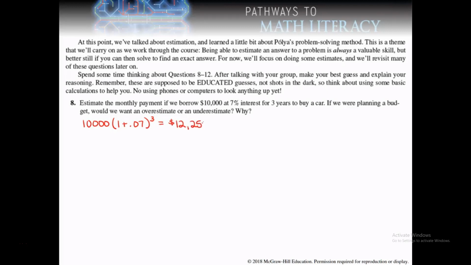Now with an actual loan, you're making payments along the way, so you'll owe a little bit less than that. And then if we want to divide that up over 36 months, because 3 years equals 36 months, then we could take $12,250.43 and divide it by 36 months, and that would give us a payment of just about $340. Now the next question is, if we were planning a budget, would we want to overestimate or underestimate? Well, we would definitely want to overestimate because we would want to make sure that we budgeted enough and didn't run out of money.